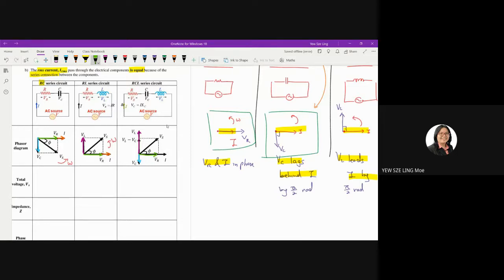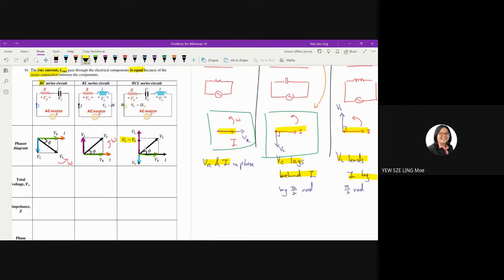Now, one thing: if you look at this diagram, you have something called VL minus VC. That is actually not quite right, because it depends on your VL and VC.